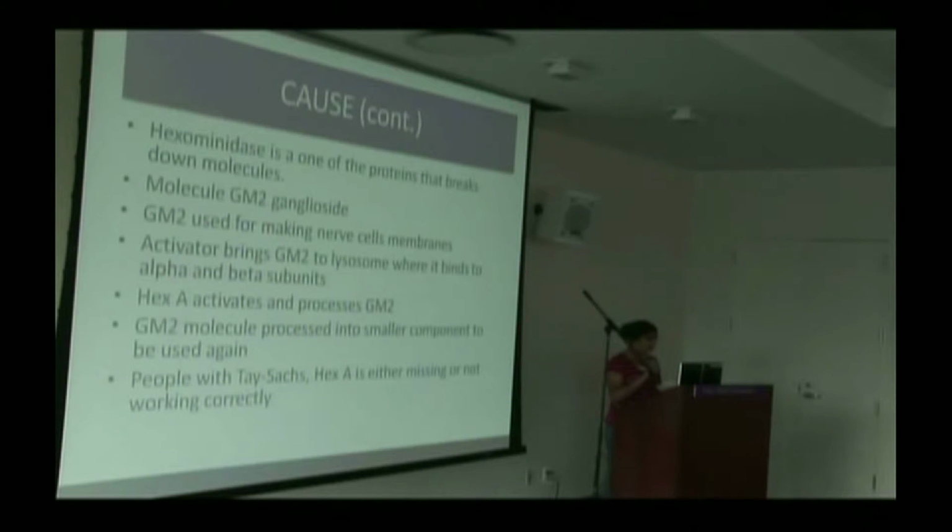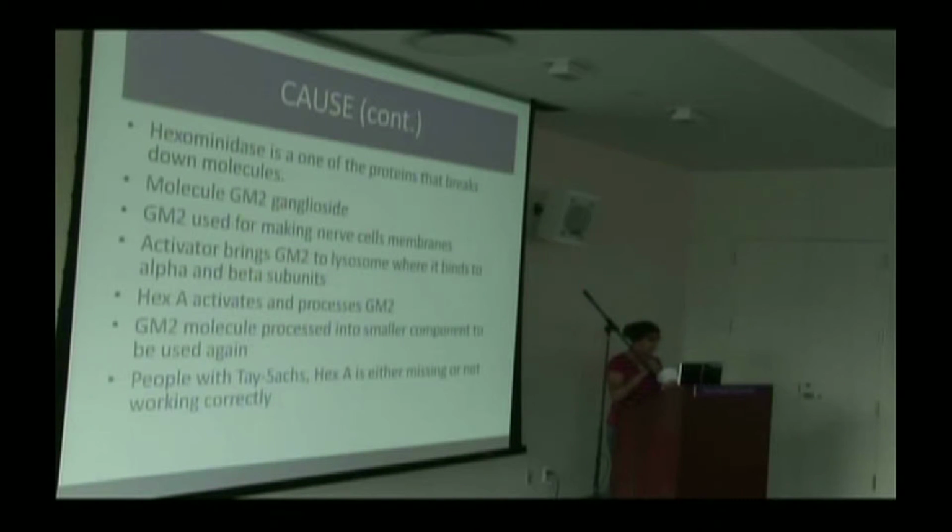Hexosaminidase is one of the proteins that breaks down molecules. It specifically breaks down molecule GM2 ganglioside. GM2 is used for making nerve cell membranes. The activator brings GM2 to the lysosome, where it binds it to the alpha and beta subunit. Hex A activates and processes GM2. The GM2 molecule is then processed into a smaller component to be used again.